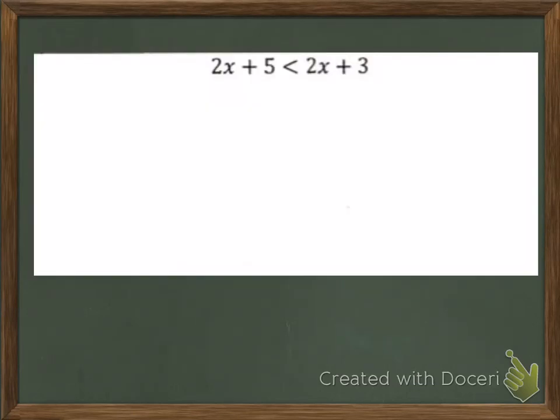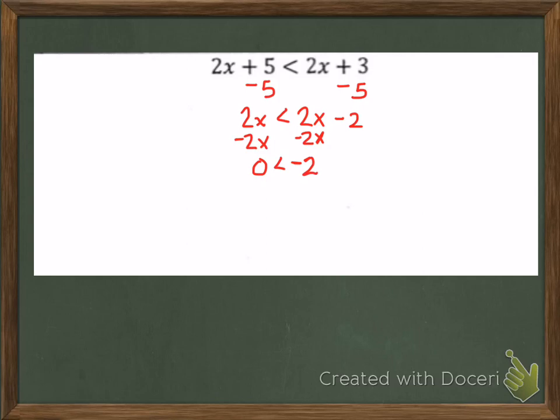So we'll look at our next example here. I'm going to subtract 5 from both sides. We get 2x is less than 2x minus 2. Subtracting 2x from both sides. Hopefully you can kind of see what's going to happen here. We get 0 is less than negative 2. And that is a false statement. 0 is not less than negative 2.